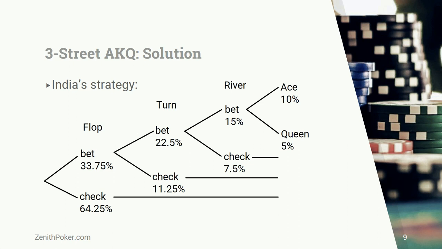And the final betting range on the river will be the 10% ace and the 5% queen we have from the Ace-King-Queen game, which we solved a few videos ago. Oscar's strategy would just be to fold at alpha on all 3 streets.